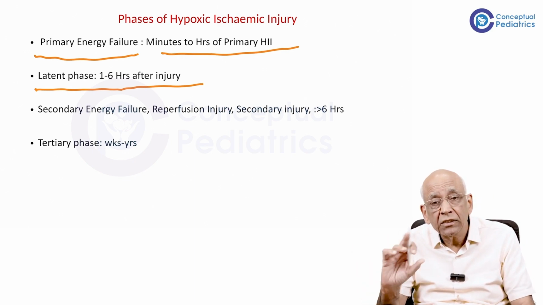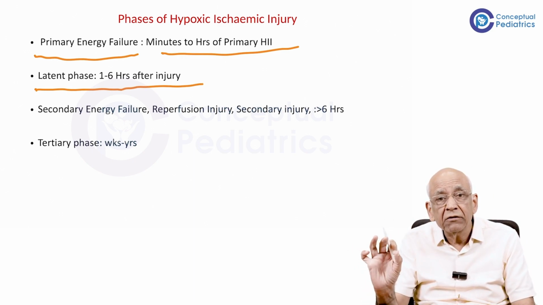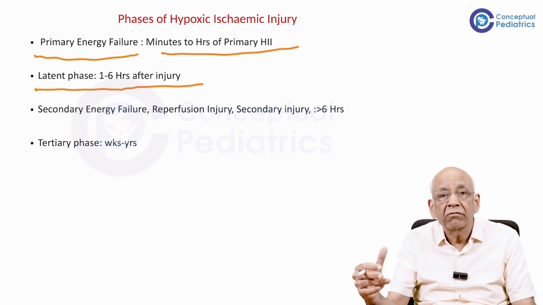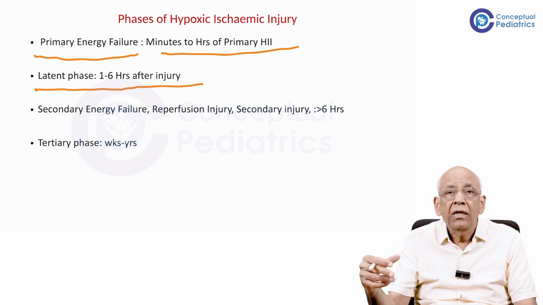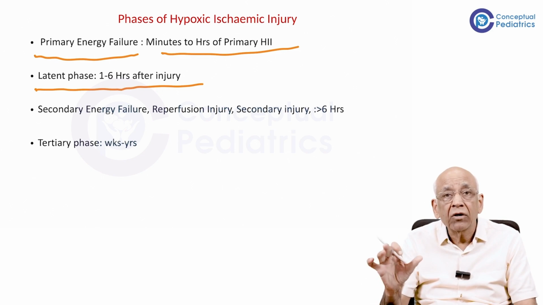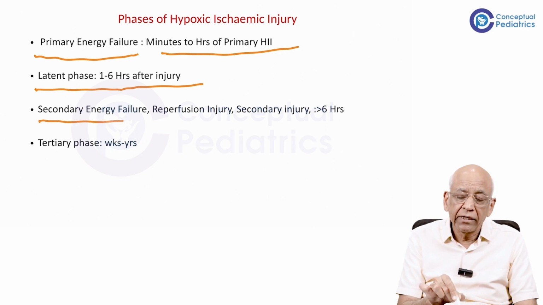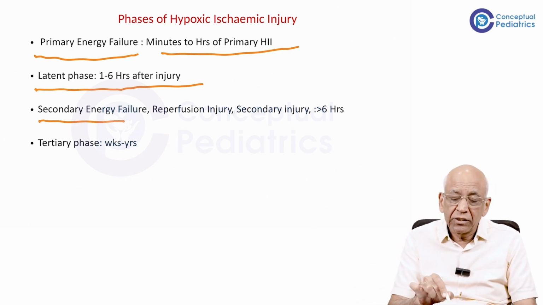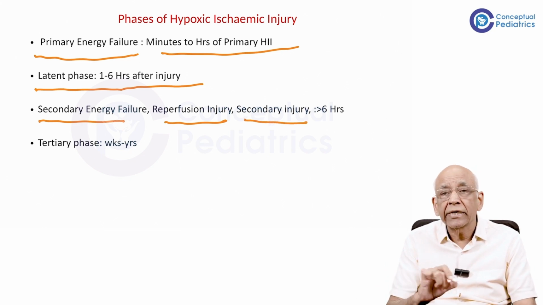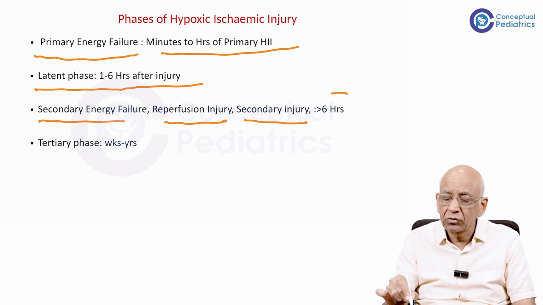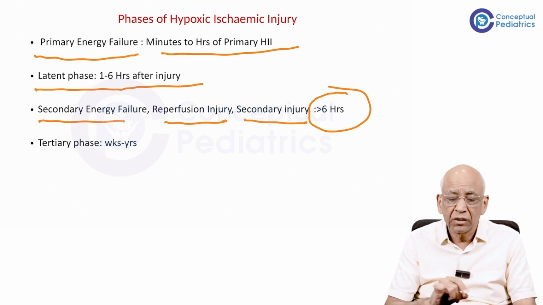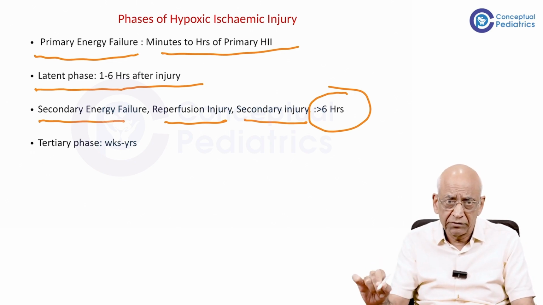Once the injury occurs, this latent phase is the phase in which we try the newer interventions, therapeutic hypothermia, erythropoietin, and they can work if they are provided in the latent phase. And then there is a secondary energy failure. It is also reperfusion injury, or it is also called secondary injury. It occurs usually after 6 hours. So, there is 1 to 6 hours of latent phase, and after 6 hours, there is secondary energy failure.